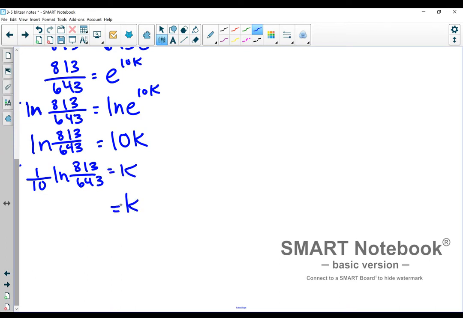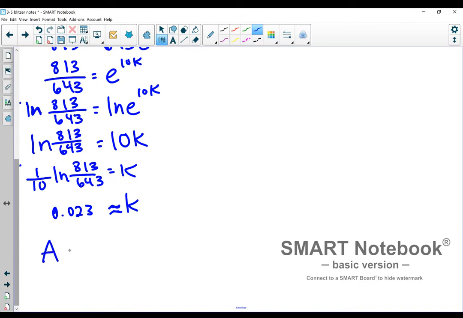And so k is approximately equal to, on my calculator, 0.023. So it's positive. I do have growth, and that matches the problem, right? I'm going from 643 million to 813 million. It's definitely growth. So we should not have a negative number here. So always kind of keep that number sense.